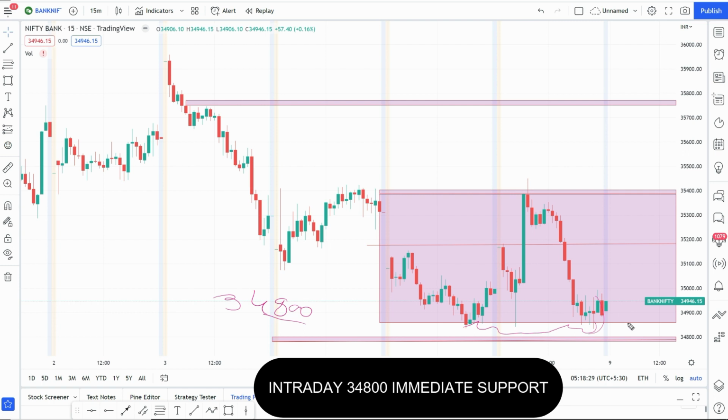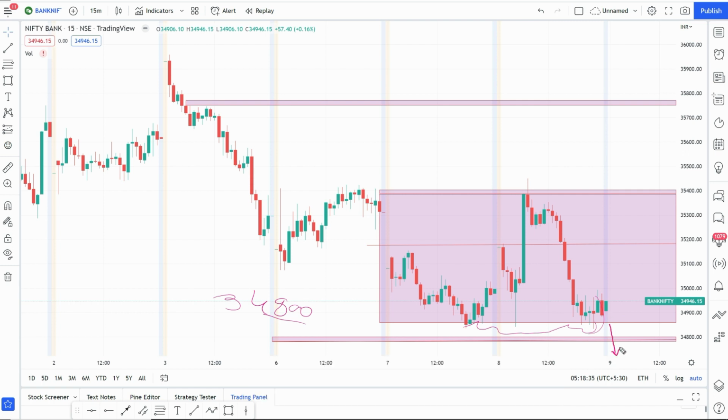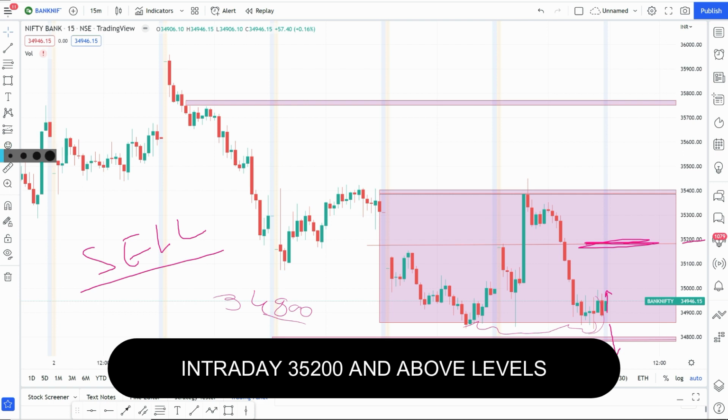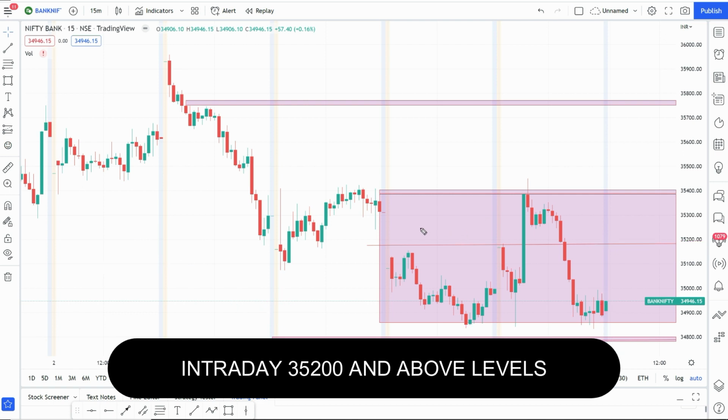If we get a flat opening today and it is not able to sustain this level and immediately comes down, we can create a sell position from here. But if we get a little bit of a bullish opening and it goes up, we will still not create any bullish position until it is able to cross the 35,100 levels. So this is for the expiry day for today.